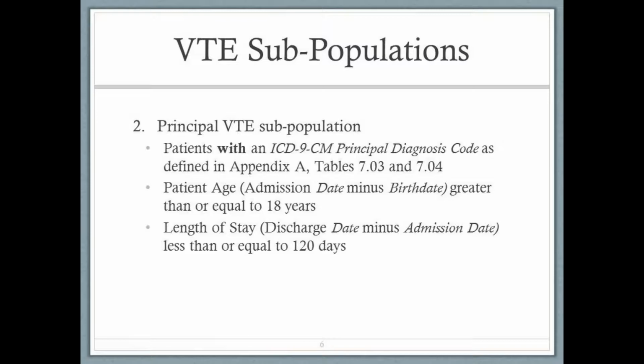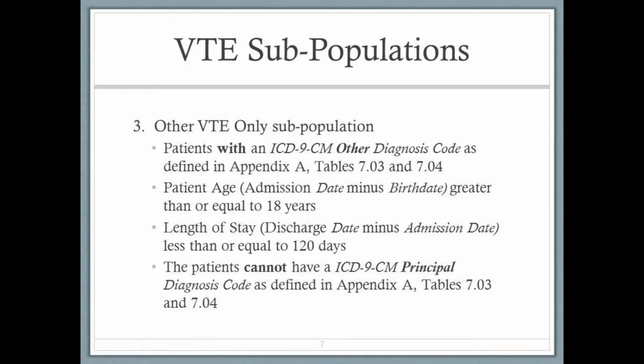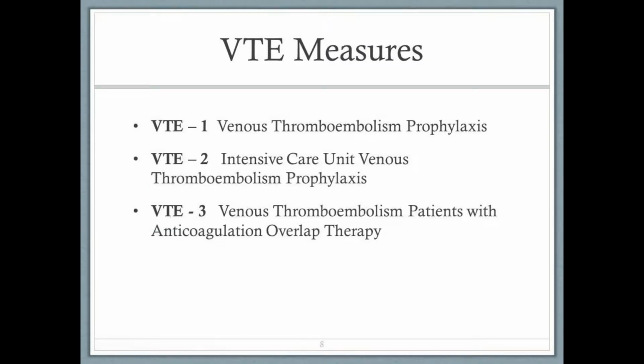Subpopulation 2 are patients with a primary diagnosis of a DVT or pulmonary embolism. And these patients, again, are over 18 and have a length of stay in the hospital less than 120 days. And then finally, subpopulation 3 are those patients that do not have a principal diagnosis of a DVT or a PE, but they have a secondary diagnosis of this. And again, tables 7.03 and 7.04 are the ICD-9 codes that include these patients. And here are the measures that we're going to talk about.